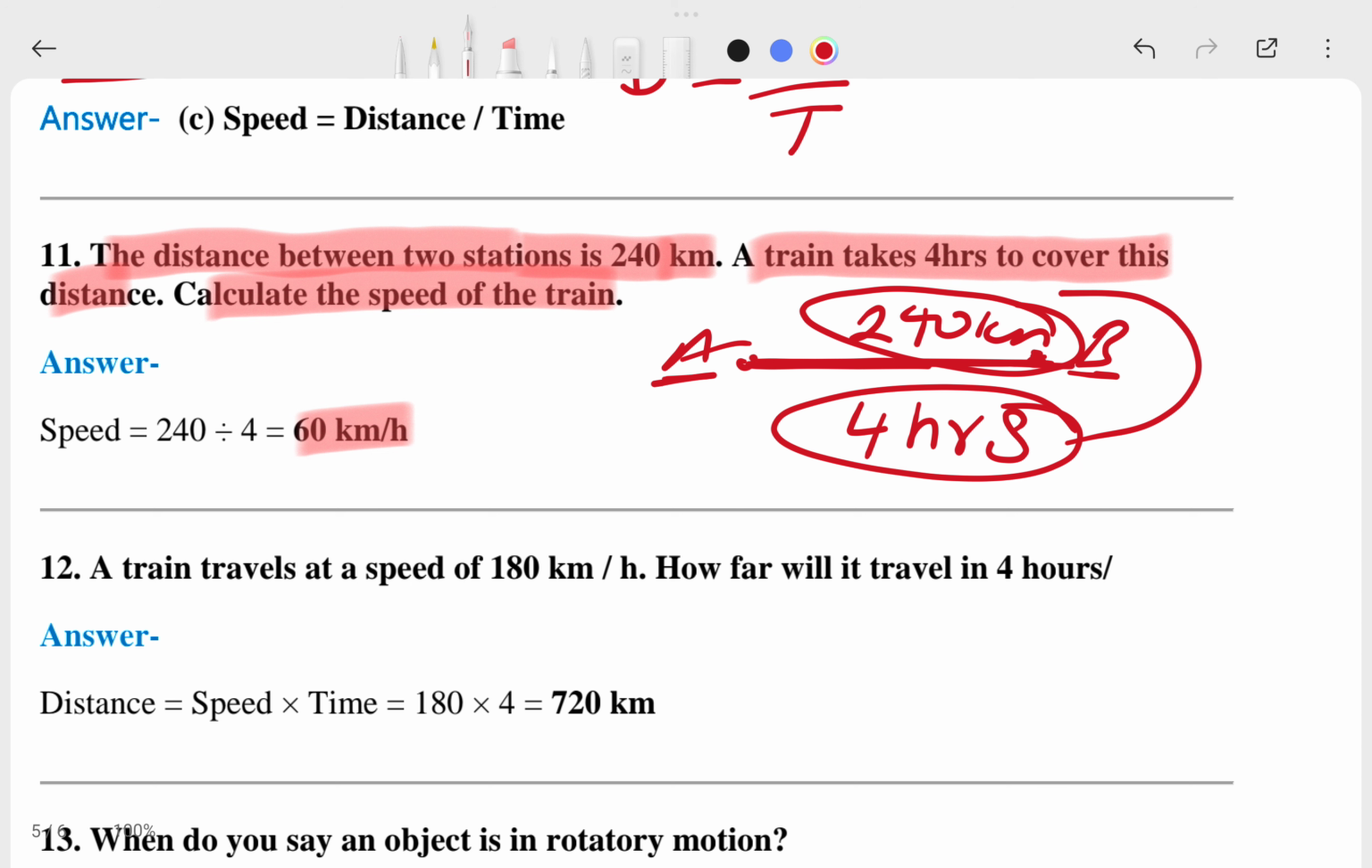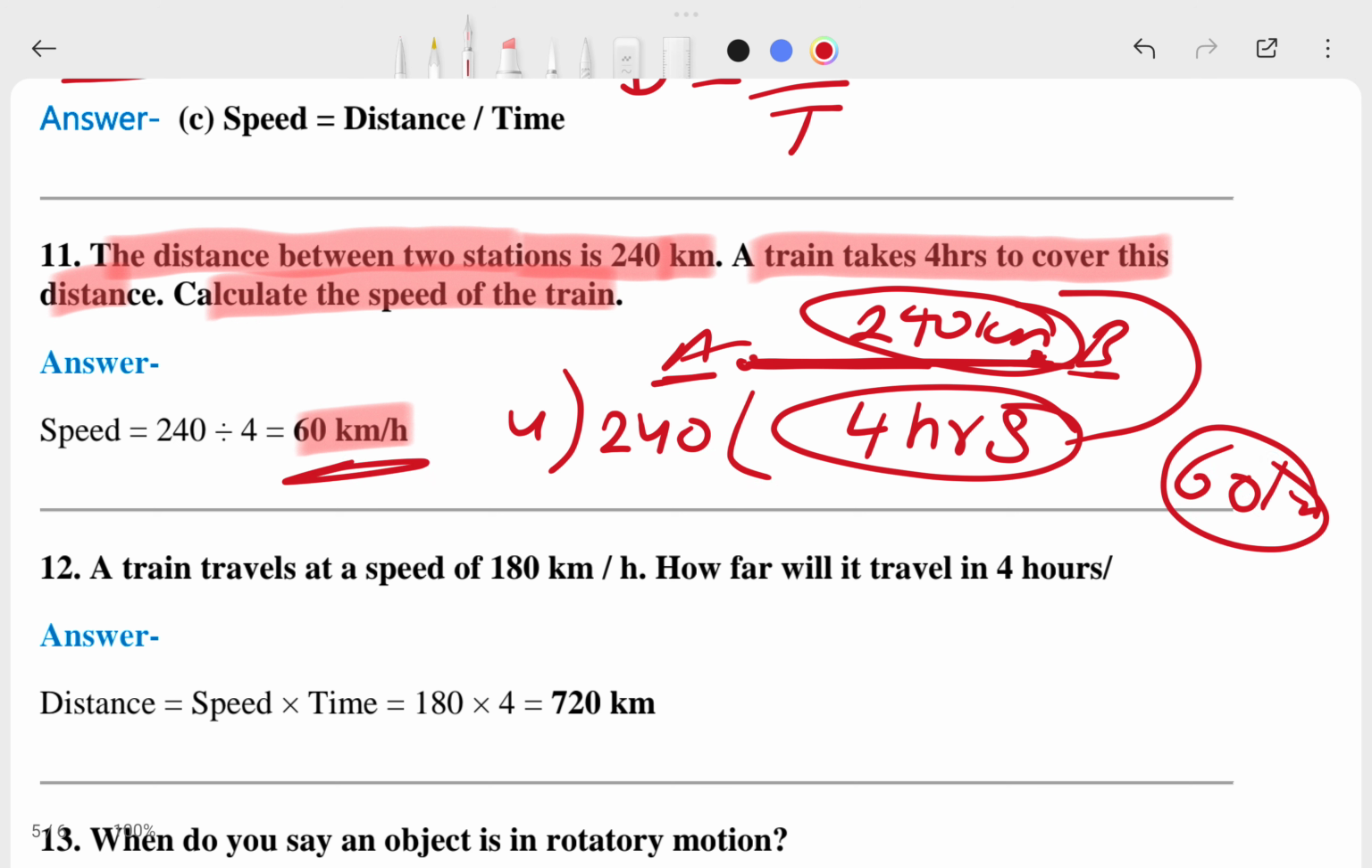So it is asking, in 1 hour how much distance does it cover? So you can easily divide 240 by 4. When you divide, the answer will be 60. So 60 kilometers per hour is the answer. Okay? Is it clear?